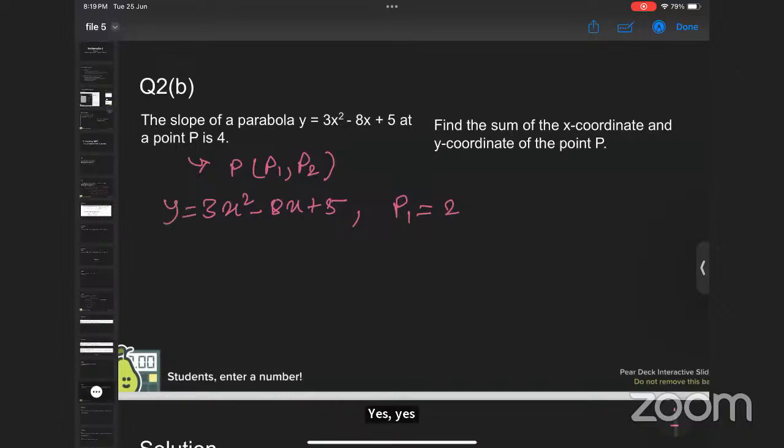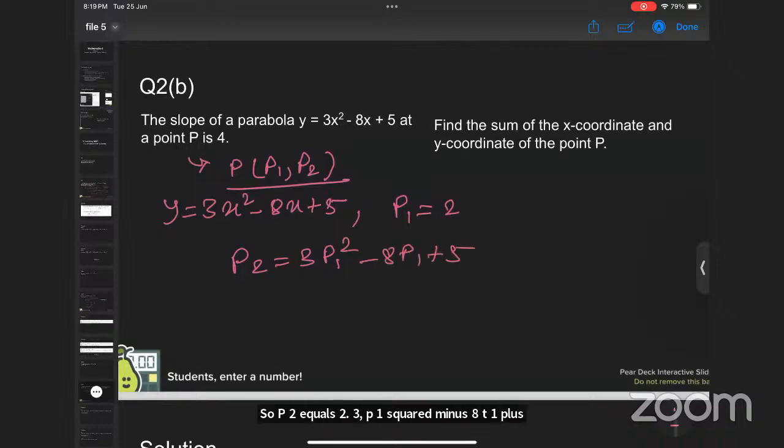So this P2 point is on what? The reason behind it is basically that the point lies on the parabola, right? So P2 equals 3P1 squared minus 8P1 plus 5. We can write it like that.